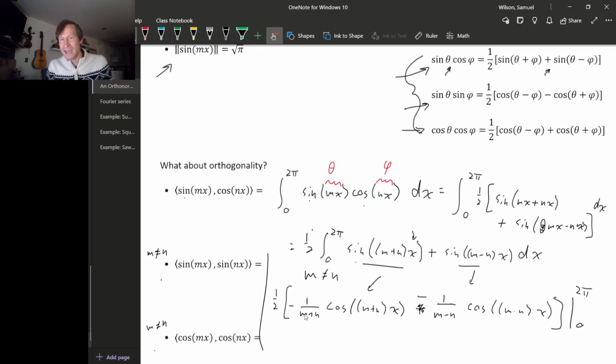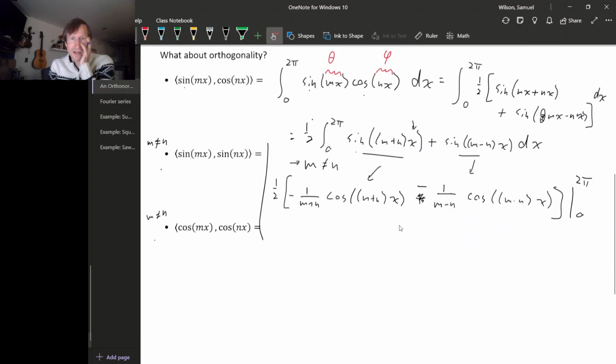Okay, and we do have to be careful when we have things showing up in denominators. So is it okay to be dividing by m plus n? Well, remember, m and n are both positive integers. So m plus n is definitely not 0. For m minus n, well, we are assuming we're in the case where m is not equal to n, in which case m minus n is definitely not 0 because m isn't equal to n. So both of these things are okay.